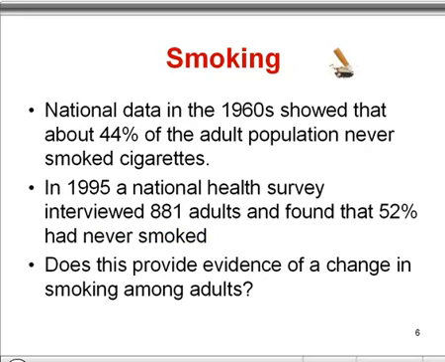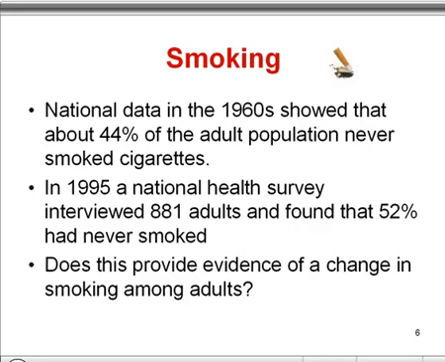So let's get specific about how to conduct a test of significance. Here's an example. In the 1960s, about 44% of the population had never smoked cigarettes. 35 years later, in 1995, data was collected on 881 adults, and it showed that in this sample, 52% of the adults had never smoked. The sample suggests that the percent who never smoke rose during that 35-year period.